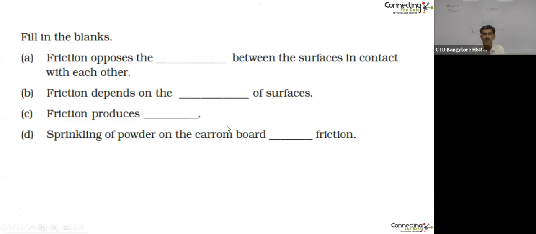Let's do some of these simple questions. Friction opposes the blank between surfaces in contact with each other. This one is, I'll give you maybe a minute to think about these 4 blanks. Try and see what you can do with it.